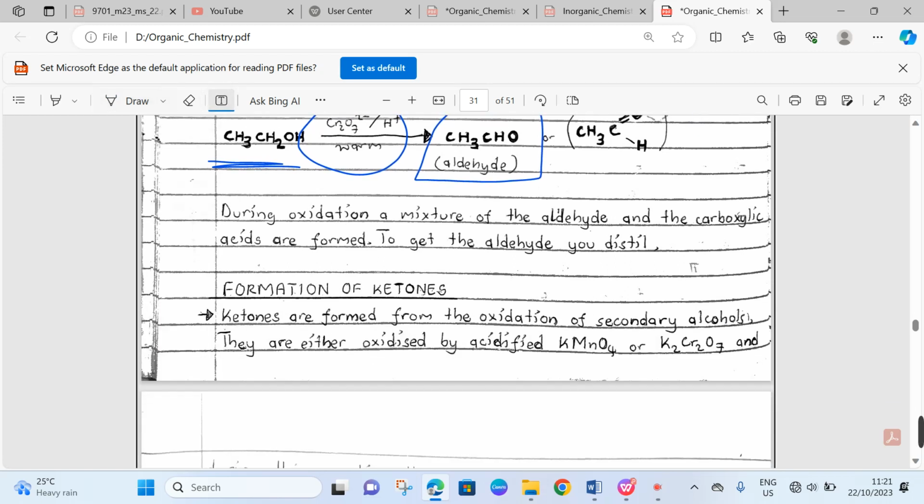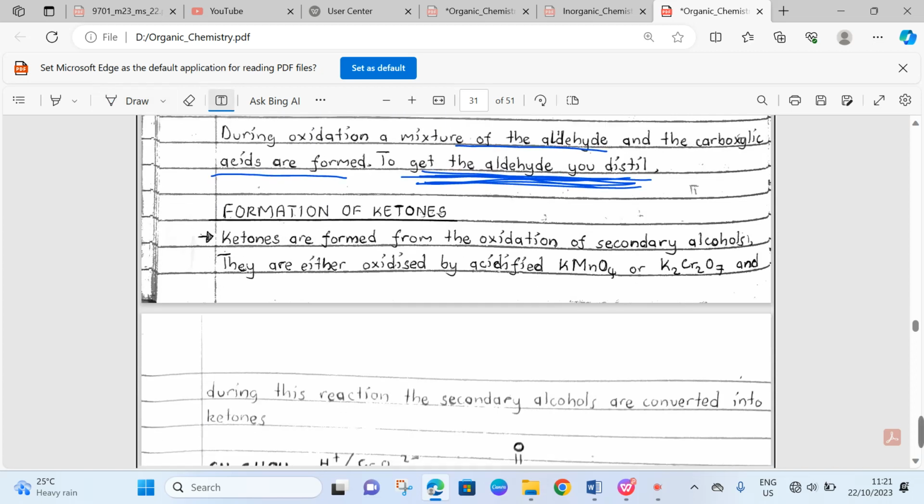So during oxidation, a mixture of the aldehyde and the carboxylic acids are formed. So to get the aldehyde, you must distill. This is just a nice to know statement there. There's nothing new that I've said so far that you did not hear in the previous video. Okay. Now let's talk about the formation of ketones.